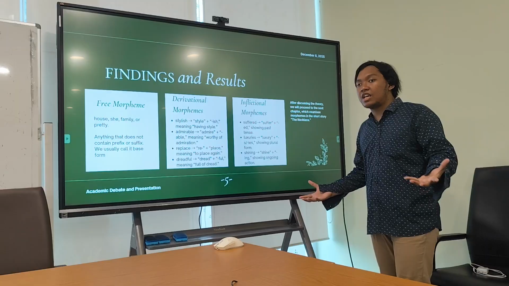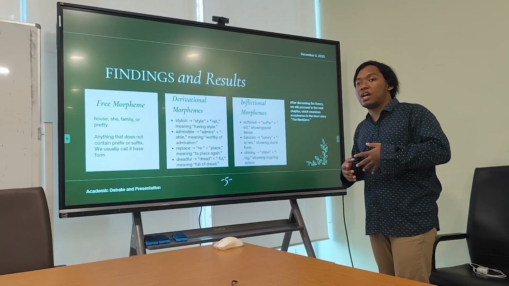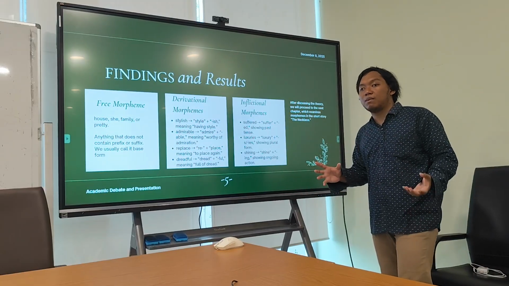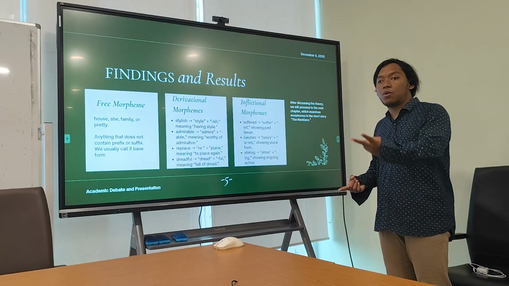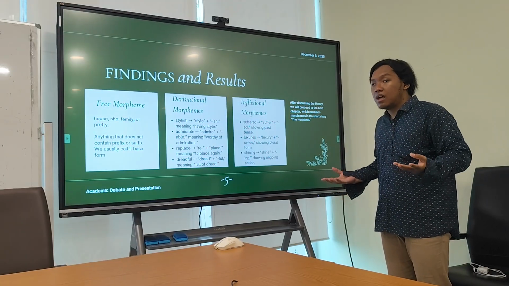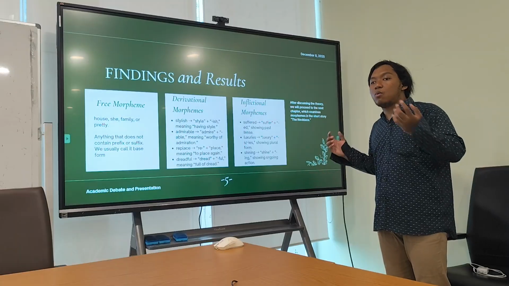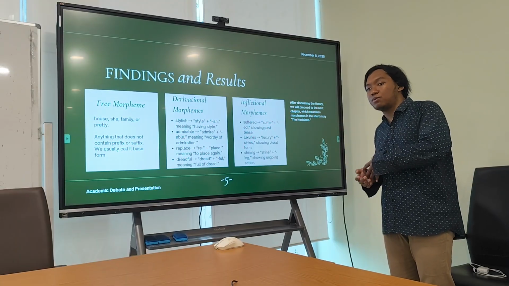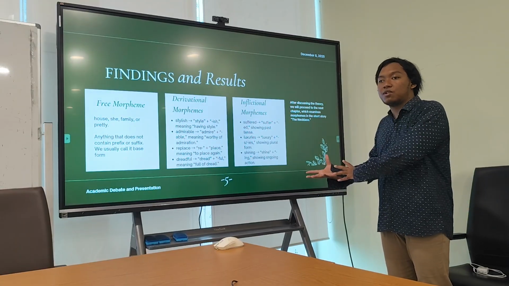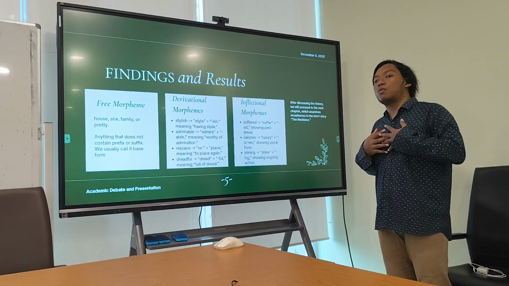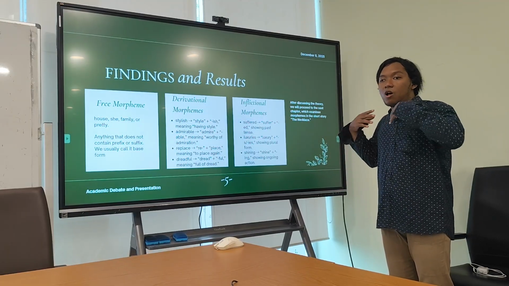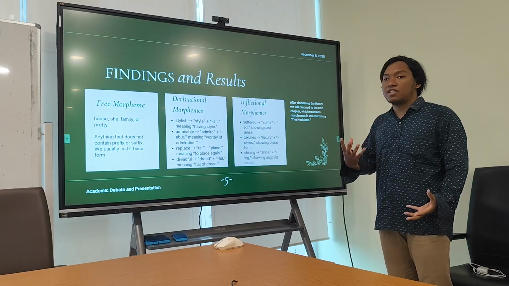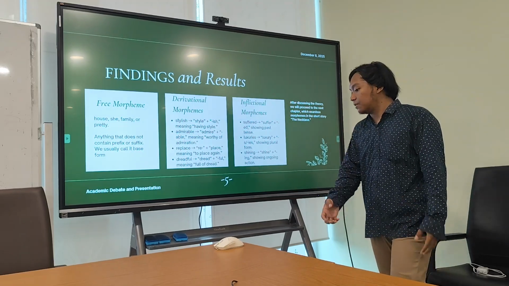From these findings, I concluded that morphemes play an important role in shaping the meaning of literary text. They help readers understand grammar, tone, and context more clearly. By analyzing morphemes, we can see how authors carefully choose word forms to build emotions, descriptions, and narrative style. In other words, morphology does not only support language learning, it also enriches our understanding of literature.